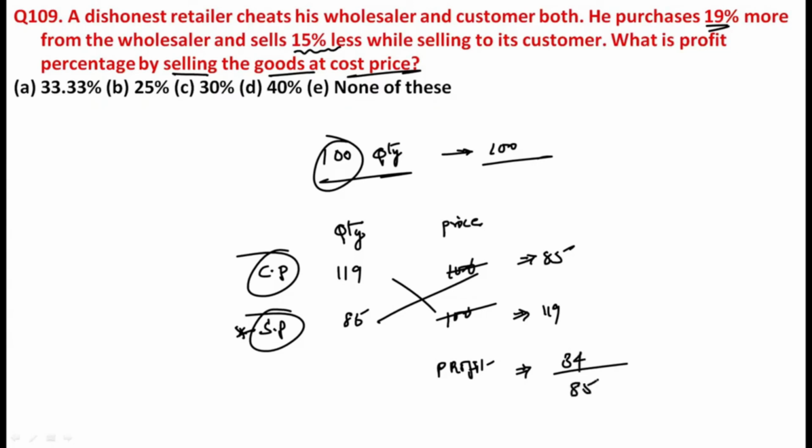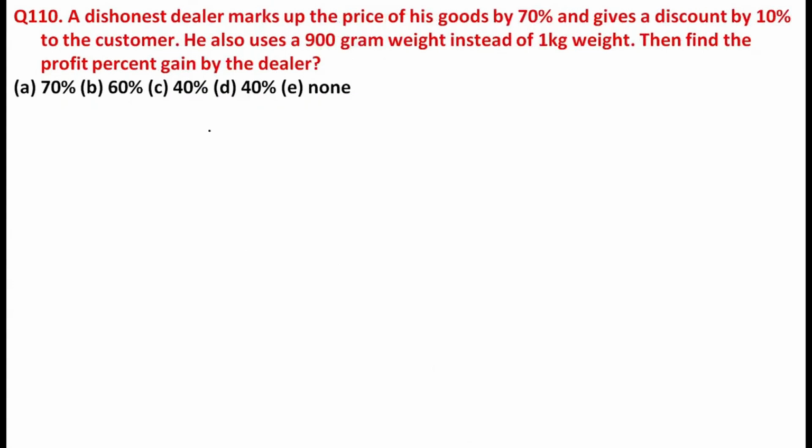34 divided by 85 gives, 17 twos are 34, 17 fives are 85, so it becomes 20 times. Now the percentage of profit is 20%. Very good, Vaibhav. Next question.